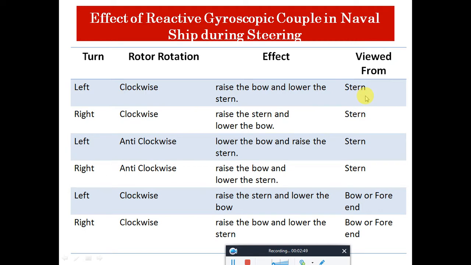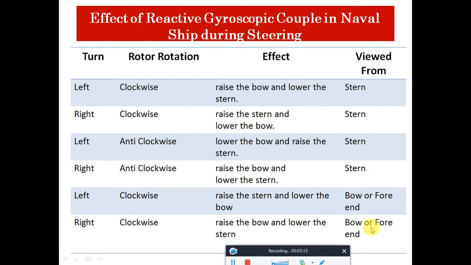So you are viewing from the rear or stern. Similarly, for a right turn, for the clockwise rotation, it is just opposite to this. Similarly, for left and right in the counterclockwise direction, again this would be lowering the bow and raising the stern. So for a right turn for counterclockwise direction, raise the bow and lower the stern. These are when you view from the stern.